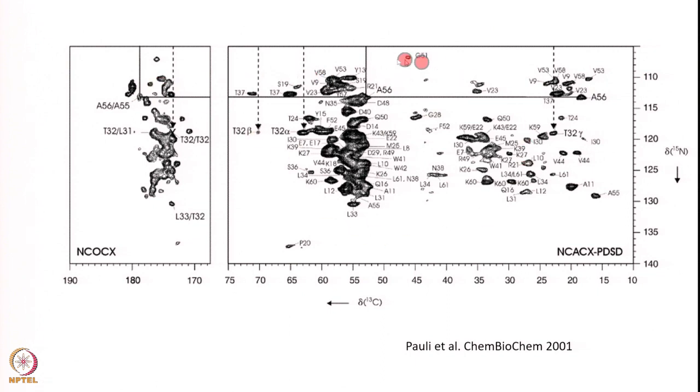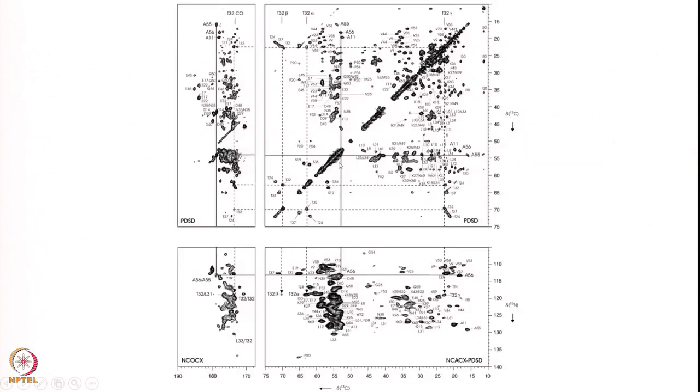So you can establish, putting NCOCX, NCACX, even using 2D, you can achieve lots of resonance assignment, because 2D can be done in a few hours, 3D will take days. So you can collect a good 2D and that should be enough for resonance assignments of a few of these peaks.